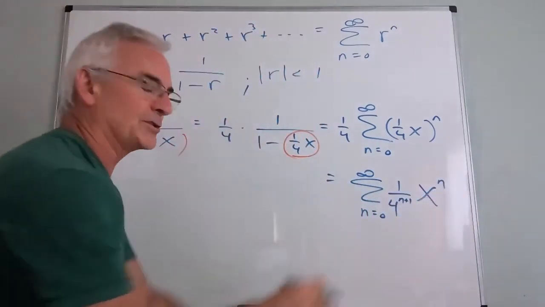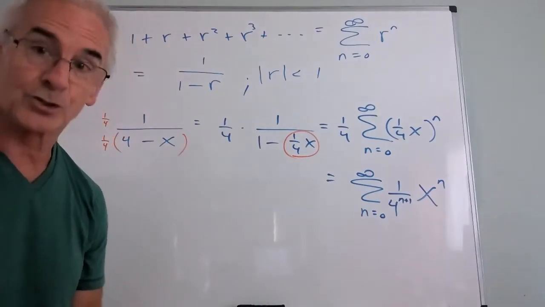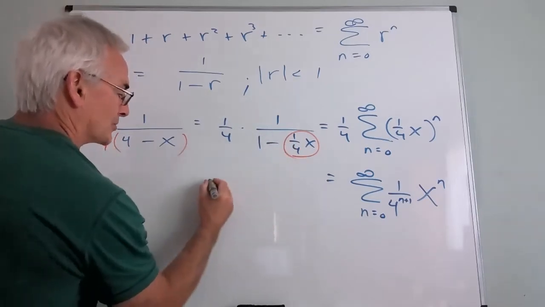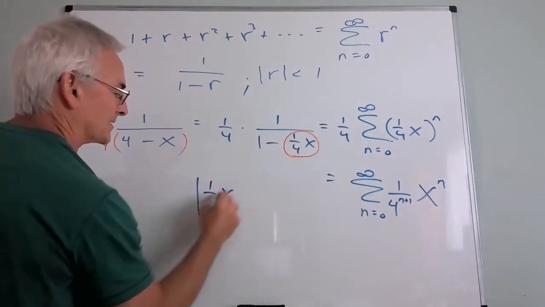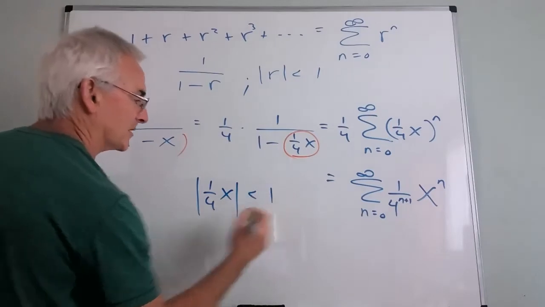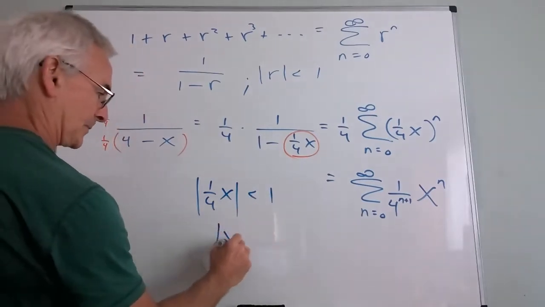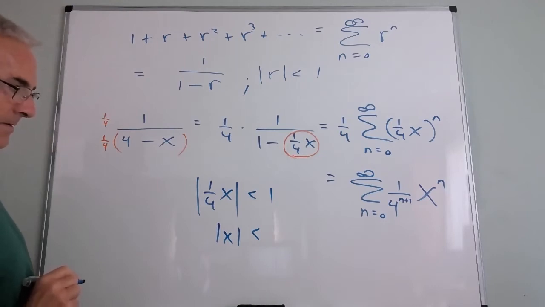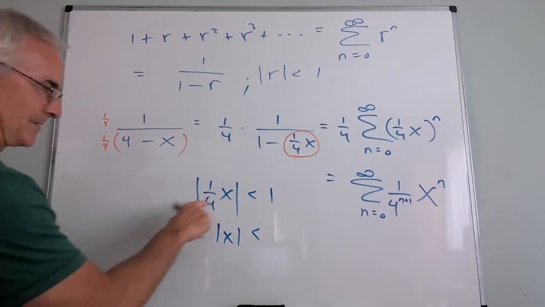Is this always true? No, it's true when R is less than 1. So it's going to be true when 1/4 x in absolute value is less than 1. Now, when is that true? When the absolute value of x is less than 4.